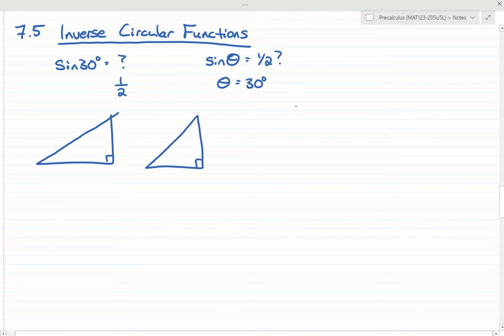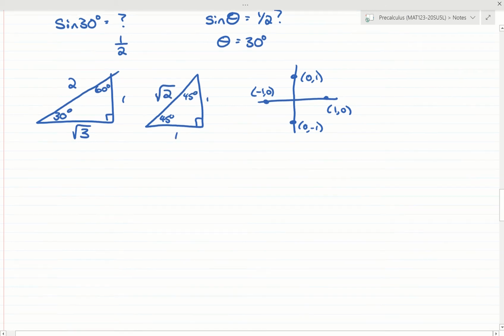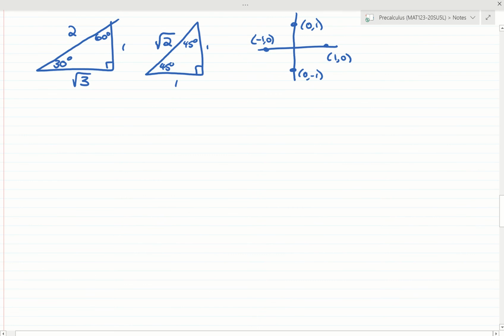And we'll draw the quadrantal angles. For a 30, 60, 90 triangle, remember the smallest side is always 1. We have 2 and root 3. For a 45, 45, 90 triangle, we have 1, 1, and root 2. So let's start our discussion by talking about sine.